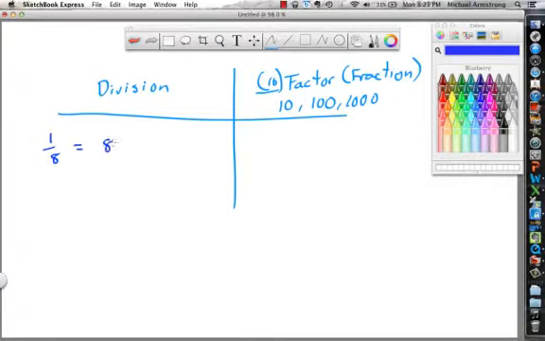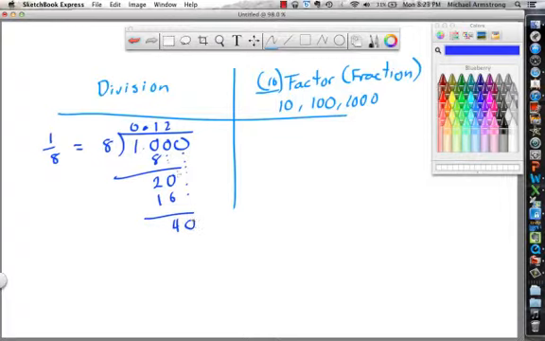1/8 is 8 into 1. Add the decimal and a couple of zeros just to make sure. 8 goes into 1 0 times, but it goes into 10 once. 1 times 8 is 8. When we subtract this time, we get a 2. 20. 8 goes into 20 2 times. 2 times 8 is 16. 20 take away 16 is 4. And then bring down the 0. We have 40. And here's the end of it. 8 goes into 40 5 times, because 5 times 8 is 40. So 1/8 converted to a decimal is 125 thousandths.